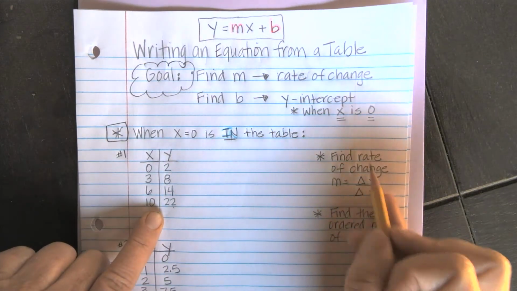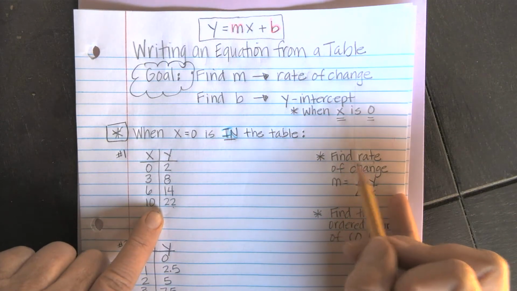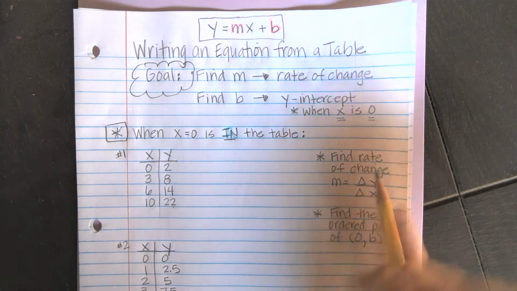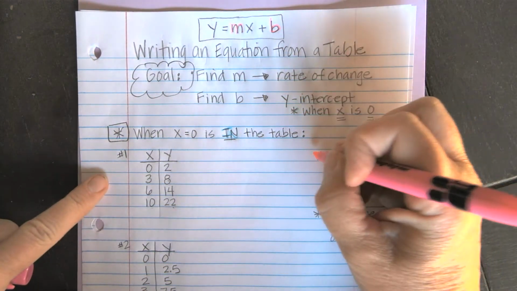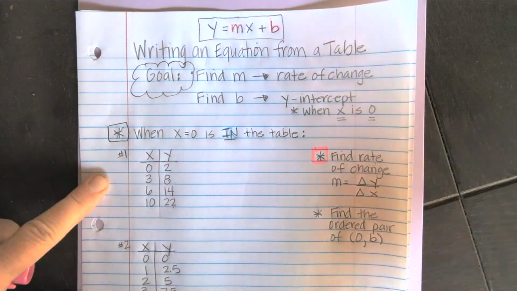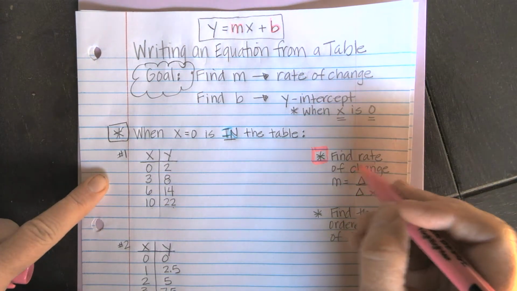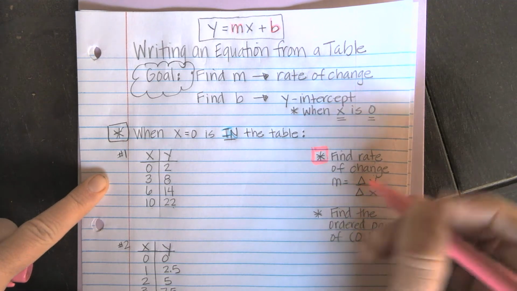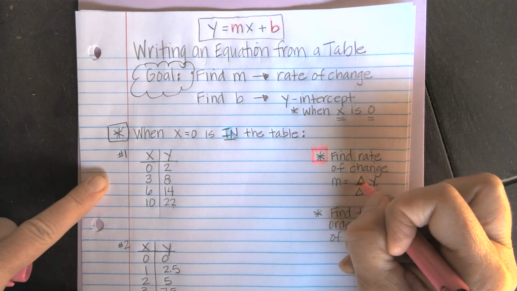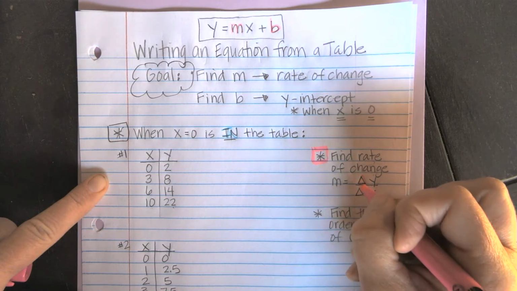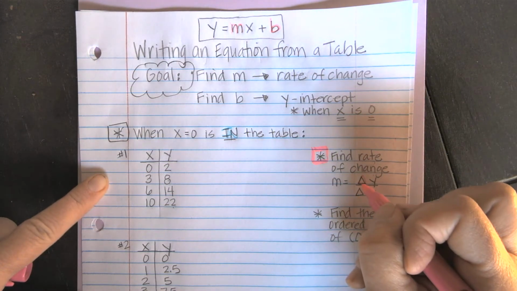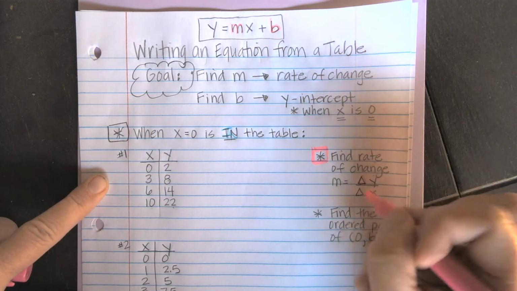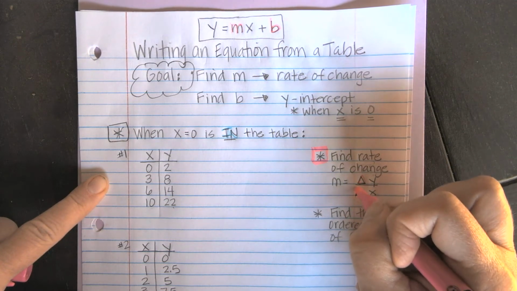Now, in order to write that equation, the first thing that we want to do is find the rate of change. Okay, so that's going to be our first step. We're going to find our rate of change. And when we find that rate of change, remember, m is our change. I don't know if I've talked to you guys about this, but this triangle sign is called delta, and it means change. So we're looking for the change in the y over the change in the x.